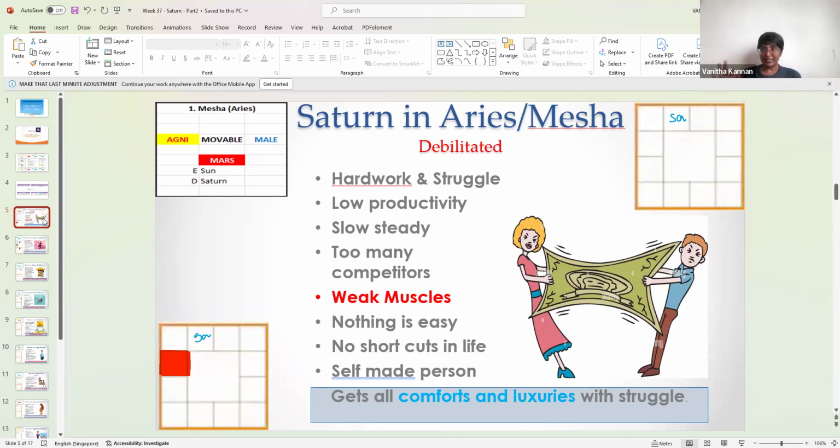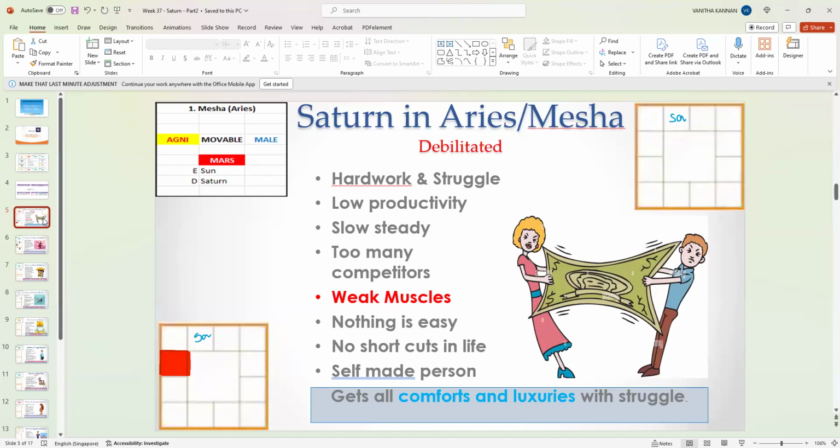Then it is a male energy. We know that Mesha Rasi is the male energy. Who's the owner? Mars is the owner. Here is the twist. Consider Saturn is in the Mesha Rasi. Who's the owner? Mars is the owner. Is Mars a friend or an enemy to Saturn? Friend? Think again. To Saturn, enemy. Sun, Mars, and Moon are enemies.